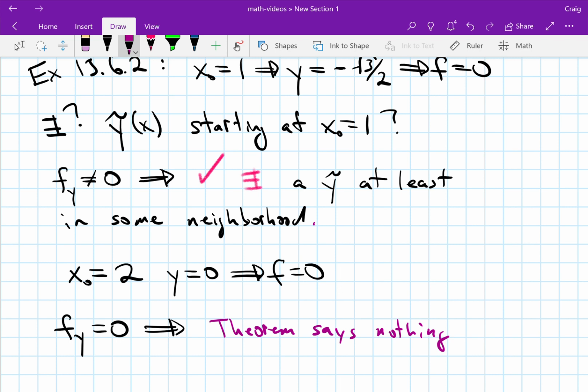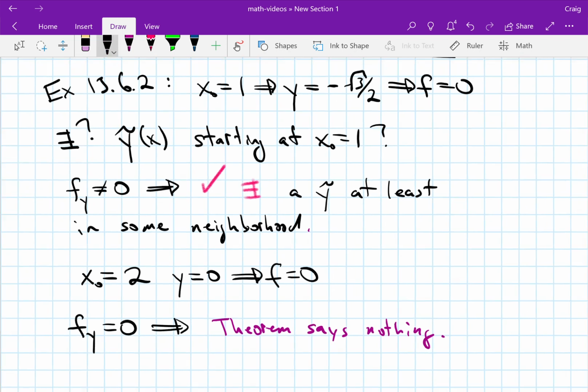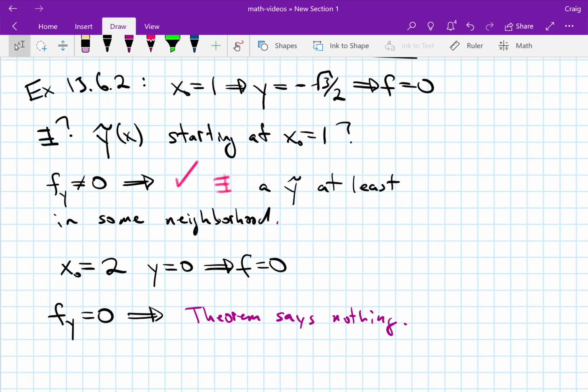Okay, so we have to appeal to being clever or doing something outside of the parameters of the theorem, which gives us something automatic. And in this case, we look at the ellipse and we can convince ourselves that there does not exist any y tilde of x, because if I increase x by an arbitrarily small amount past 2, then there's no y value that satisfies the relationship.